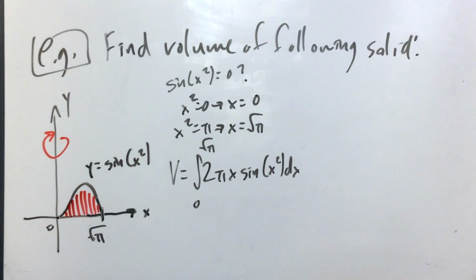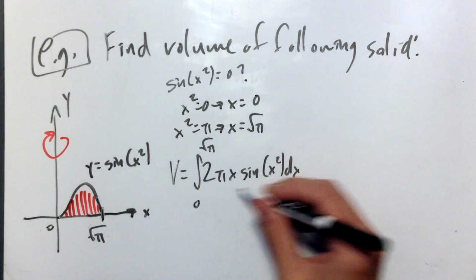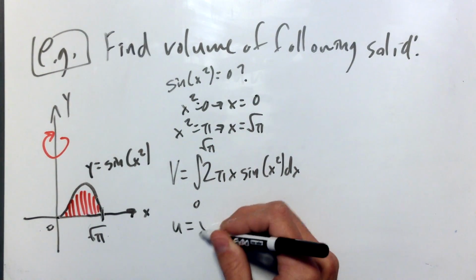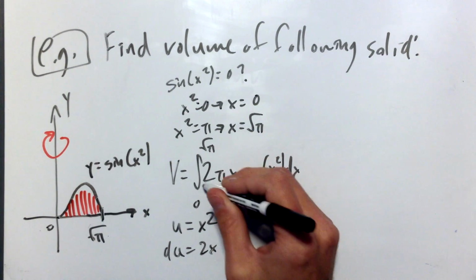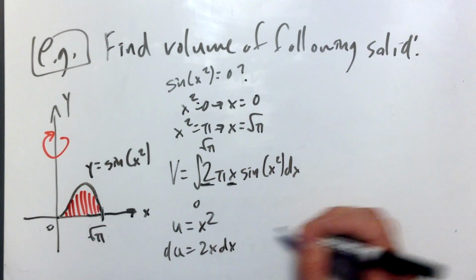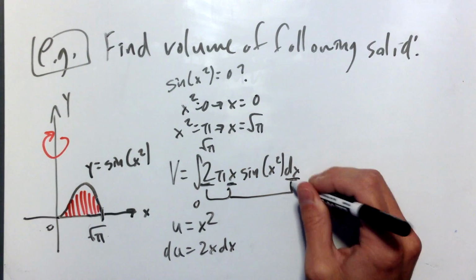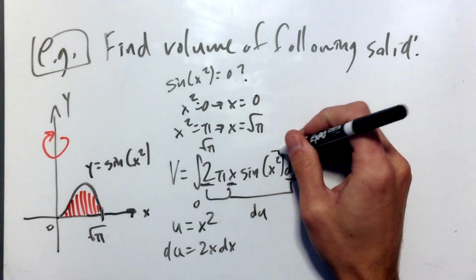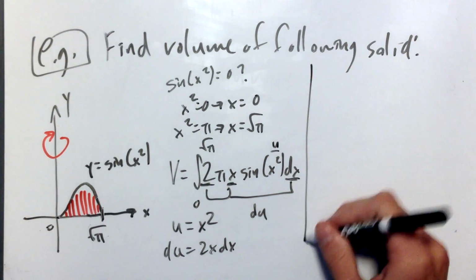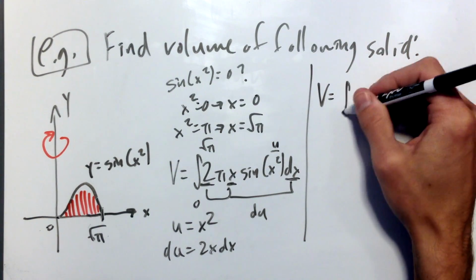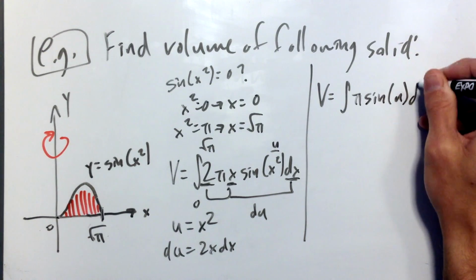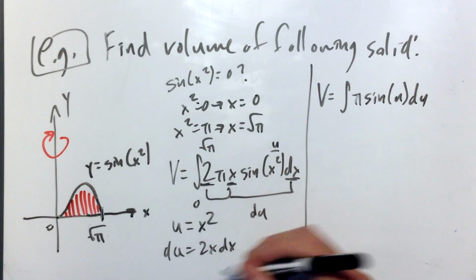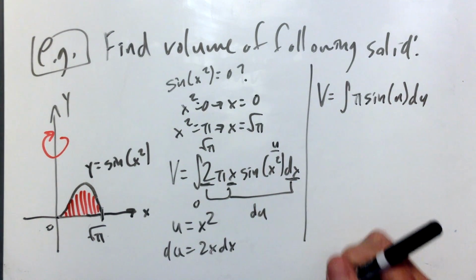So what we can do is, I see x squared is inside of sine. That really suggests that I try u equals x squared. du is equal to 2x dx, and look, I've got 2x dx right here. So right there is du, and that's u. So the volume is equal to the integral of pi times sine of u du. The pi doesn't become part of anything, it just gets to hang out.